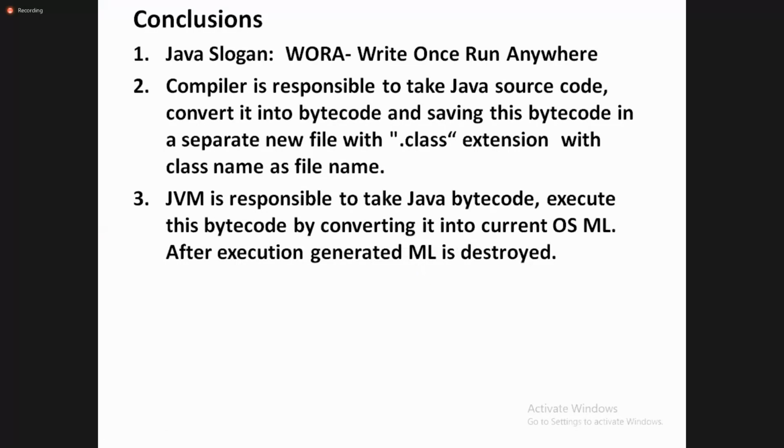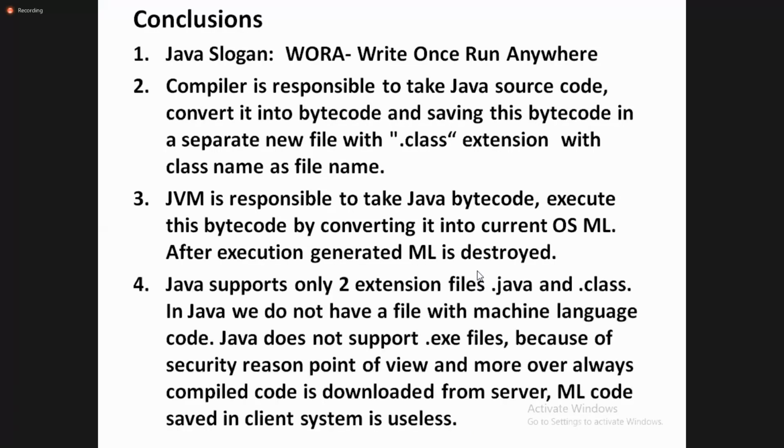Next, JVM is responsible to take the Java bytecode and execute this bytecode by converting it into the current OS machine language. After execution, the generated machine language is destroyed. Next, Java supports only two extension files, .java and .class. In Java, we don't have a file with machine language code. Java doesn't support exe files.